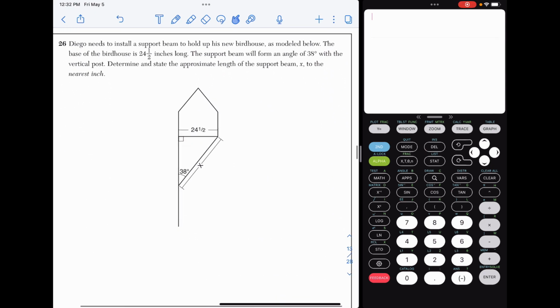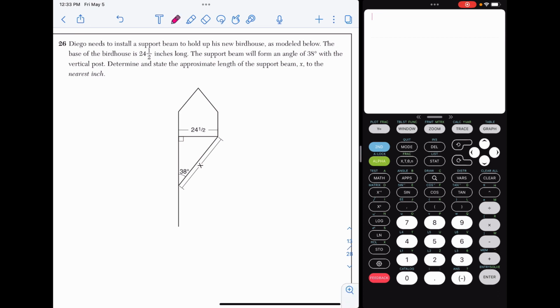All right, in 26, Diego needs to install a support beam to hold up his new birdhouse. The base of the birdhouse is 24.5 inches long. The support beam has an angle of 38 degrees with the post, and we want to find the length of the beam. This is a lot of information.